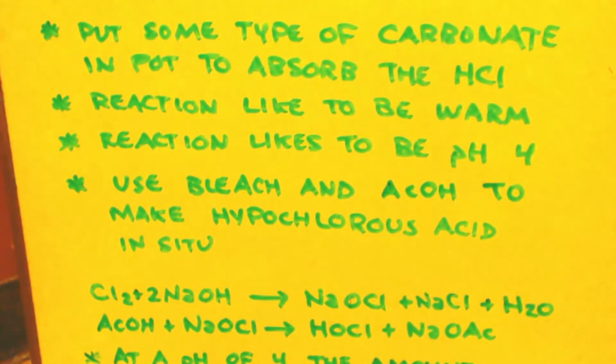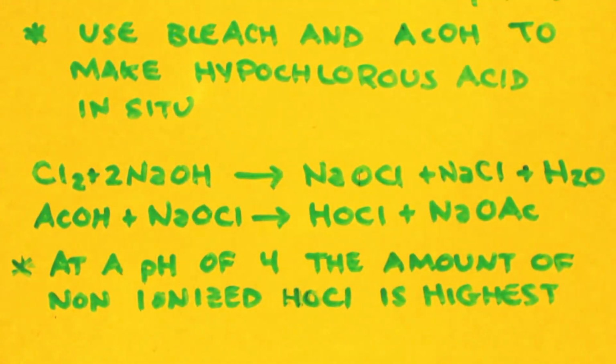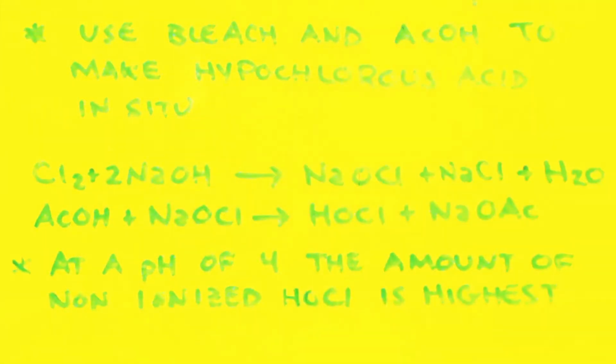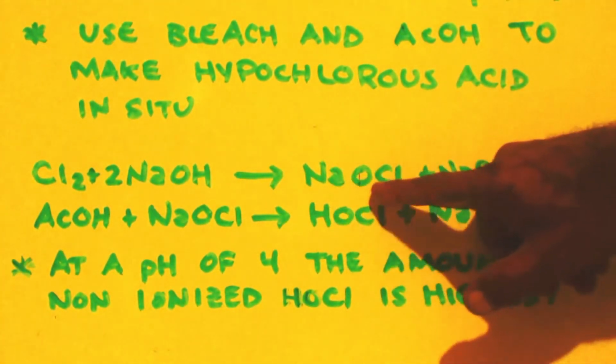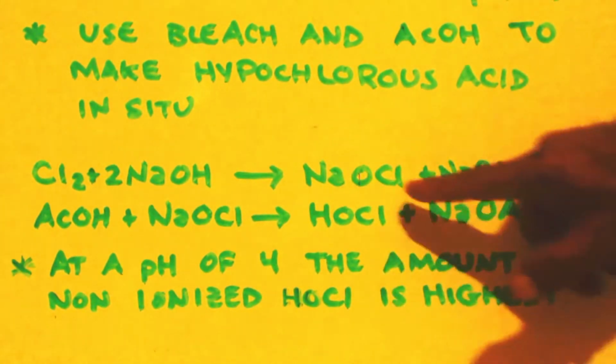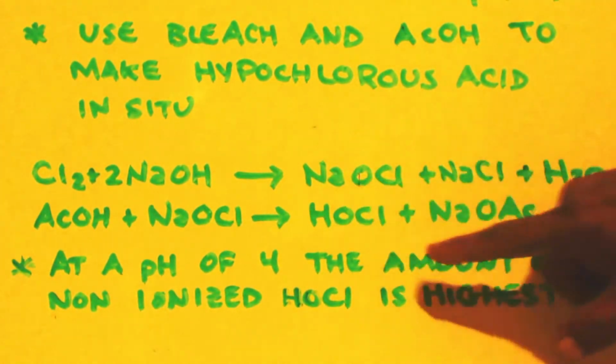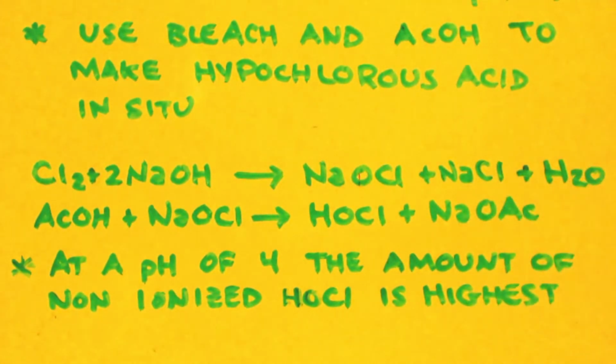Now, how do you make hypochlorous acid? Well, the easiest way is to use bleach and acetic acid. It's that easy. You can make it in situ. Now let's look at the formulas for how to make hypochlorite. Bleach is made by bubbling chlorine into a sodium hydroxide solution. Water, sodium hydroxide, and what you make is sodium hypochlorite, the salt of hypochlorous acid. You also make sodium chloride and water.